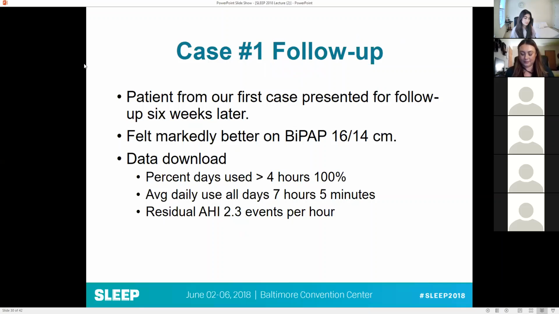So this patient that Allison prescribed BiPAP 16/14 came back 6 weeks later. You can see they're doing great, using the machine every night for more than 4 hours, getting 7 hours of sleep a night, and the residual AHI is now in the normal range. So, home run patient. Next slide.